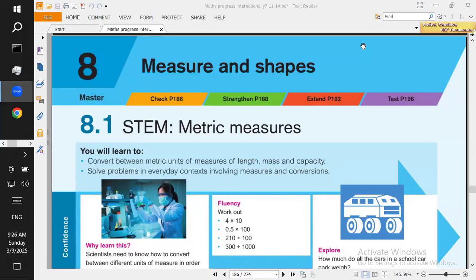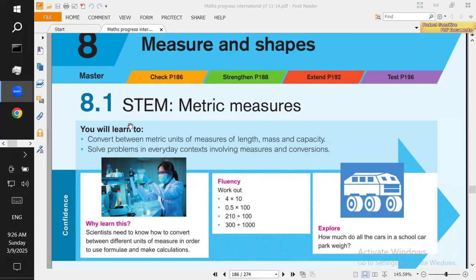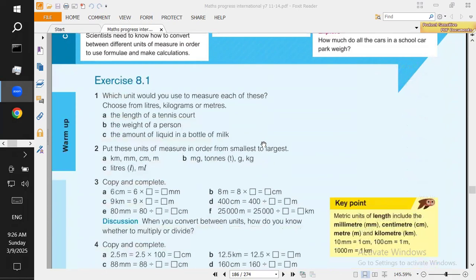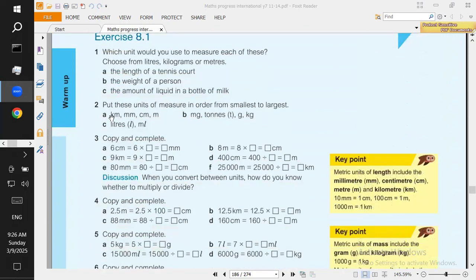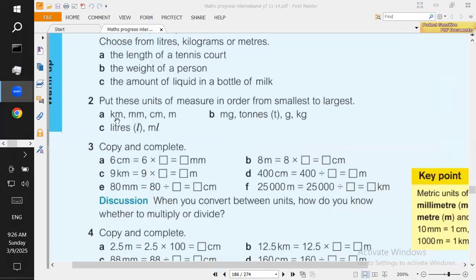In this video, we're going to talk about Unit 8. We're going to revise some questions. Let's take a look at the first ones. Here, it's about measure and shapes, okay? So 8.1 is about metric measures. First, let's take a look at the units that we're going to talk about. Here we have kilometers, millimeters, centimeters, meters, milligrams, tons, grams, kilograms, liters, and milliliters.